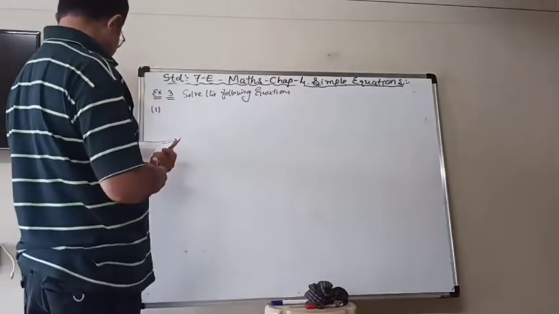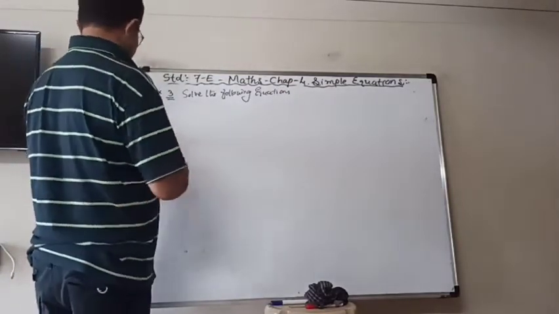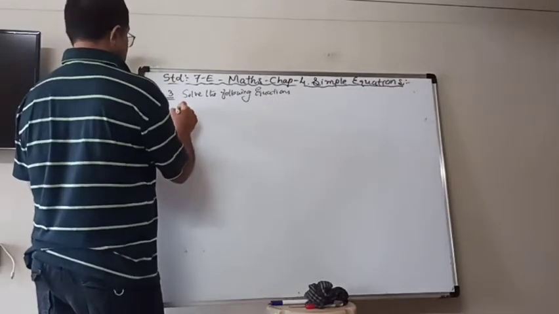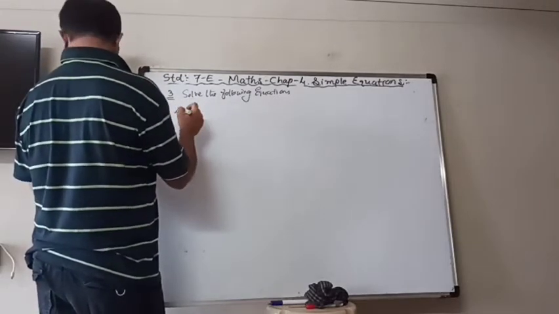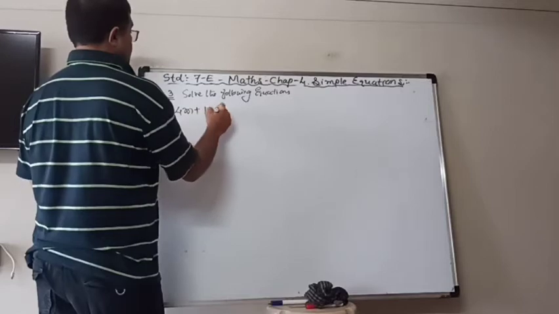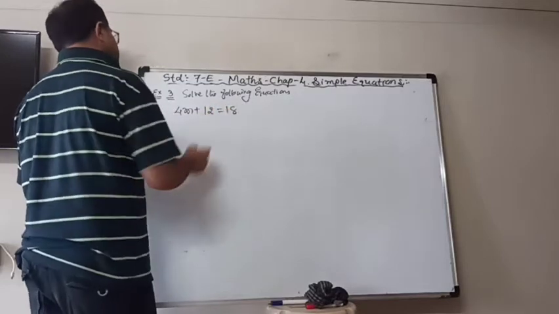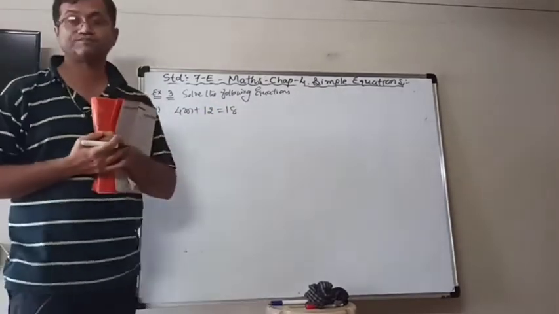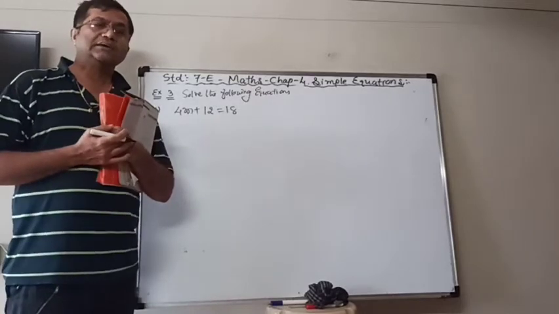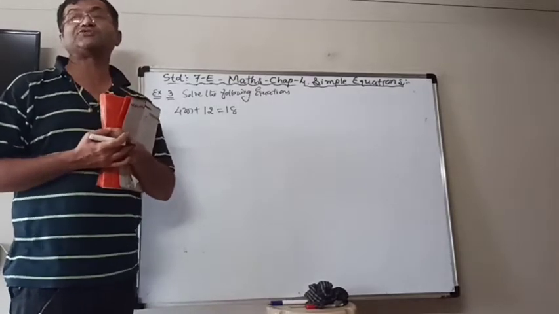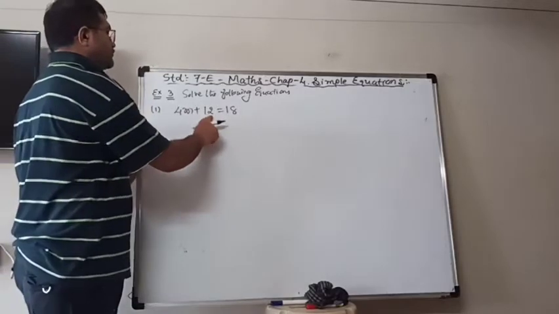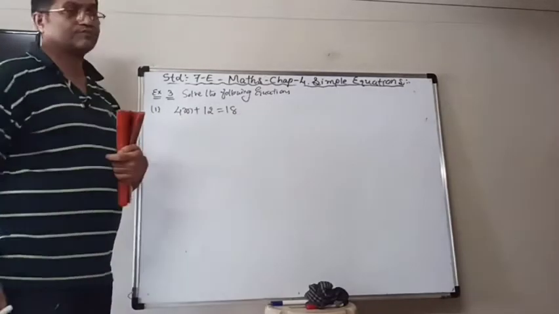First one is 4m plus 12 is equal to 18. Now we are going to transpose first 12 from LHS to RHS.